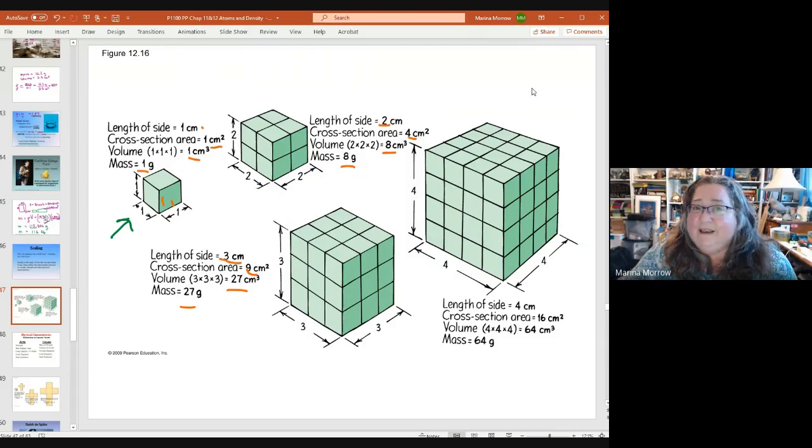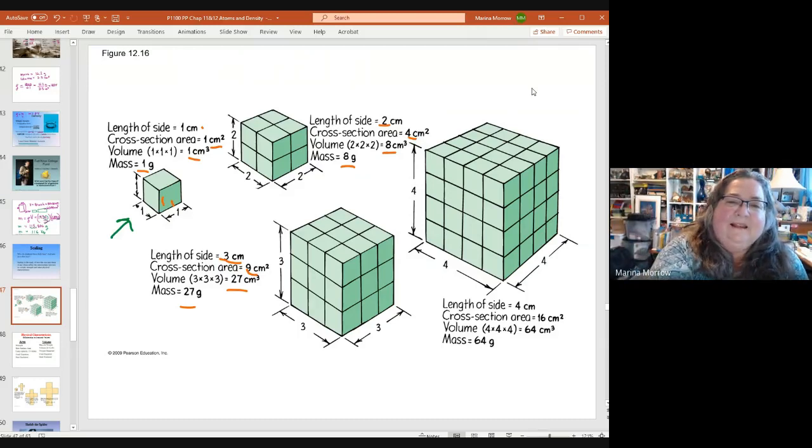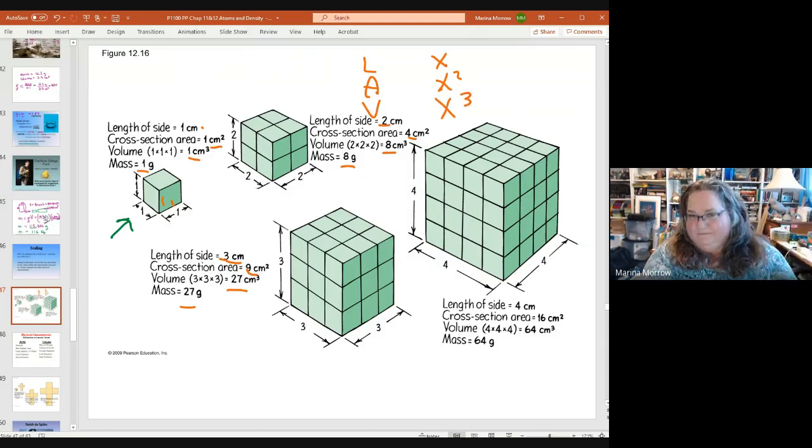And of course, you can see hopefully the mathematics here. If I make the length of side x that I've multiplied, then what happens is the area goes as x squared, and the volume and mass go as x cubed, right? Because area is side by side, right? Volume is side by side by side. So length by length by length, x cubed.